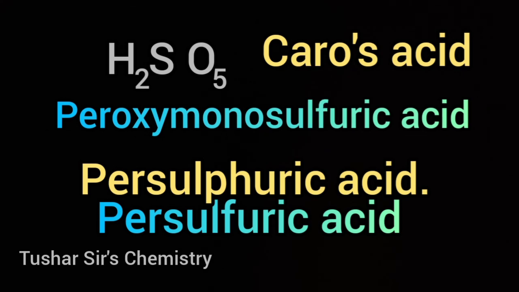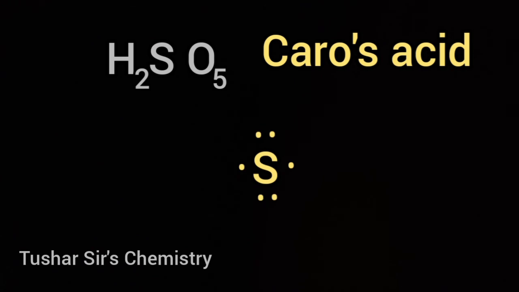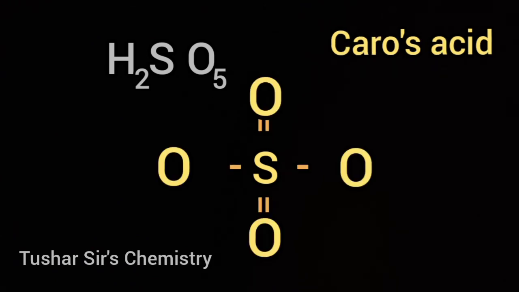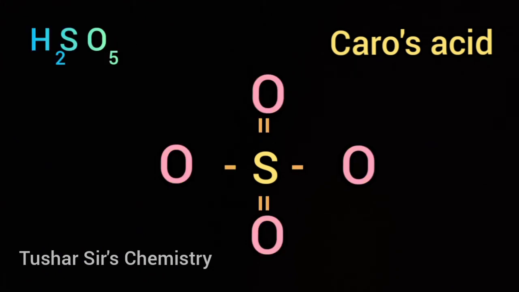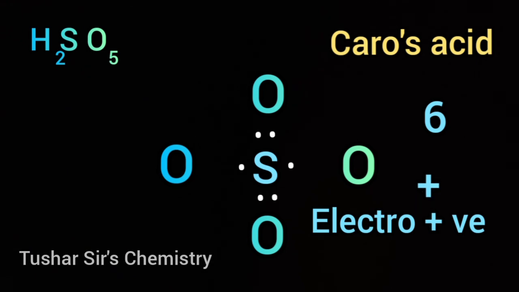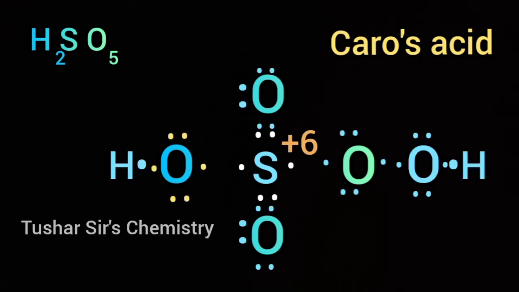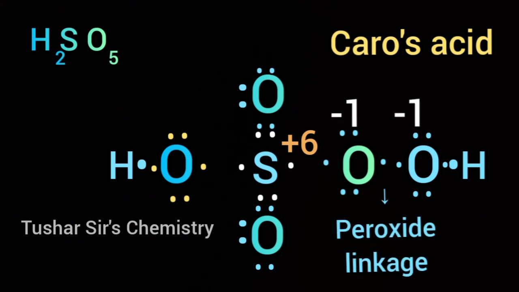In H2SO5, the central sulfur atom contributed 6 electrons to form 6 bonds with 4 oxygen atoms on 4 different sides. Here oxygen is electronegative and sulfur is more electropositive, as sulfur contributed 6 electrons to form 6 bonds with 4 oxygen atoms. So the oxidation number of sulfur is found to be +6. Here you will find a peroxide linkage. This acid is also known as Caro's acid.